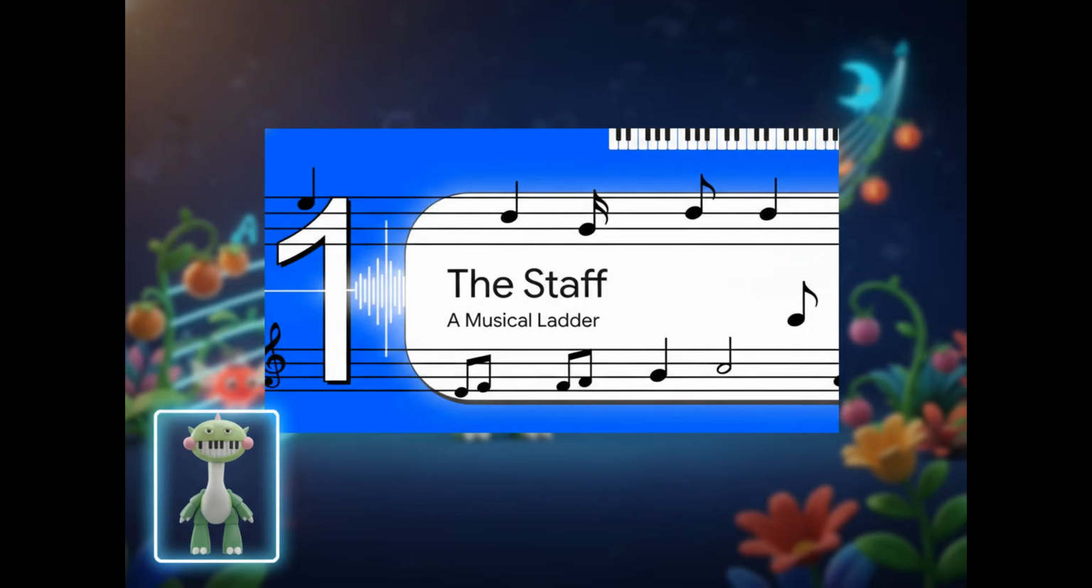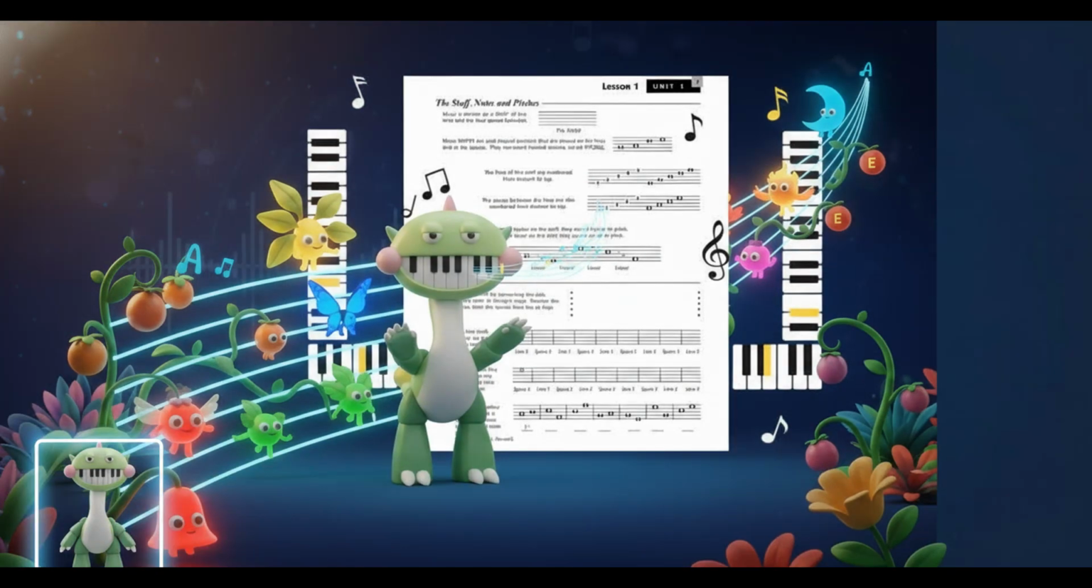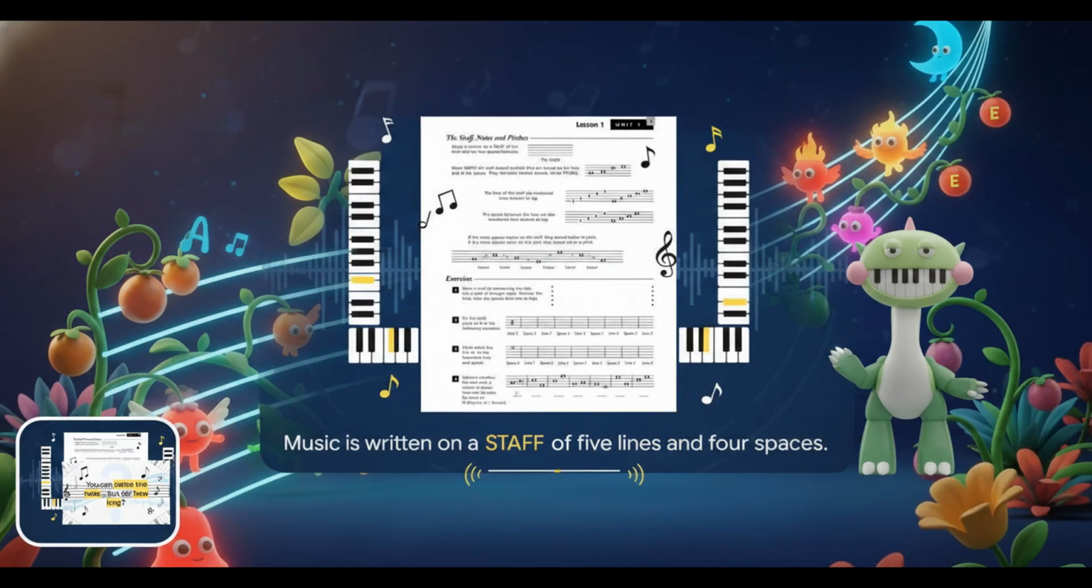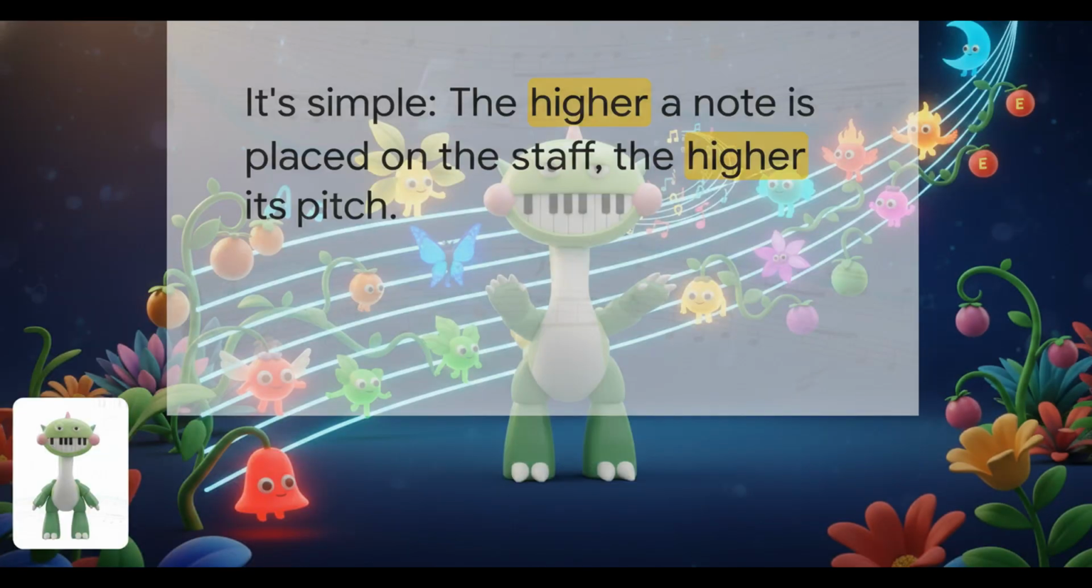Okay, so we have these notes. Where do they go? How do we know their pitch? Well, they live on this framework that's kind of like a musical ladder, and it's called the staff. And here it is. Check it out. The staff is just a set of 5 horizontal lines and the 4 spaces in between them. Think of it as the canvas for our music. And here's a key rule. We always count the lines and spaces from the bottom to the top. And honestly, the logic here is super intuitive. It's exactly like climbing a ladder. The higher you put a note on the staff, the higher its pitch is going to be. That's it. See? Simple.